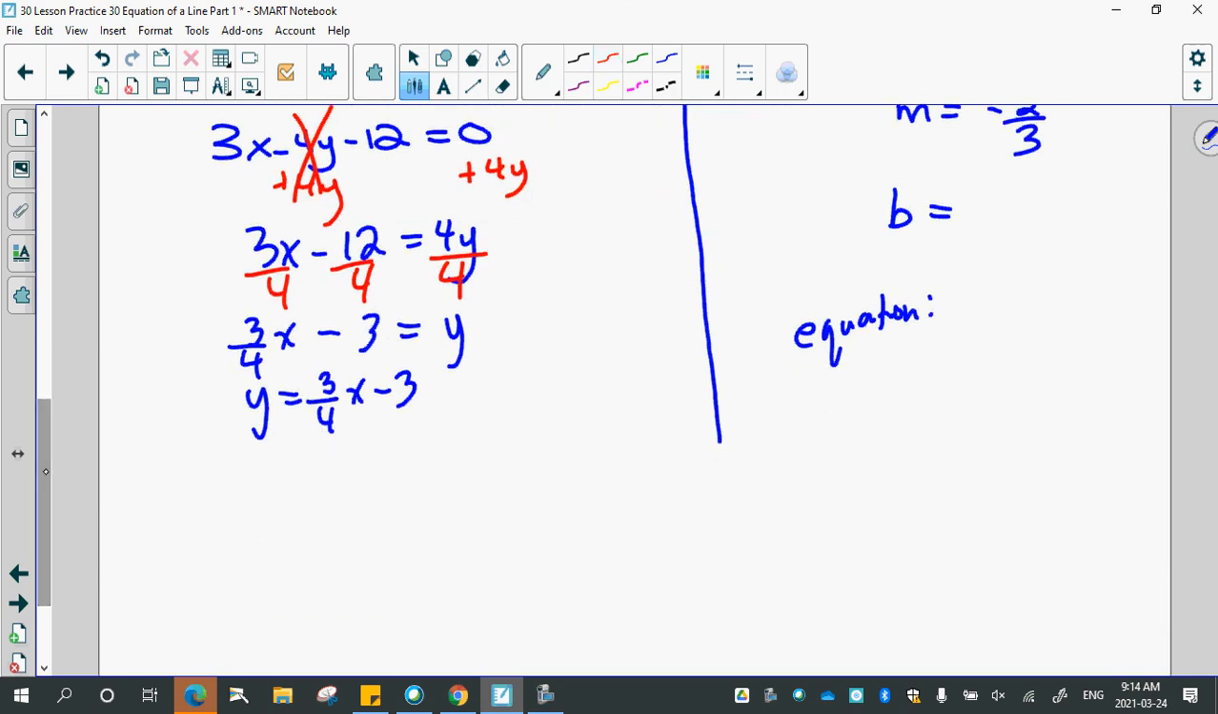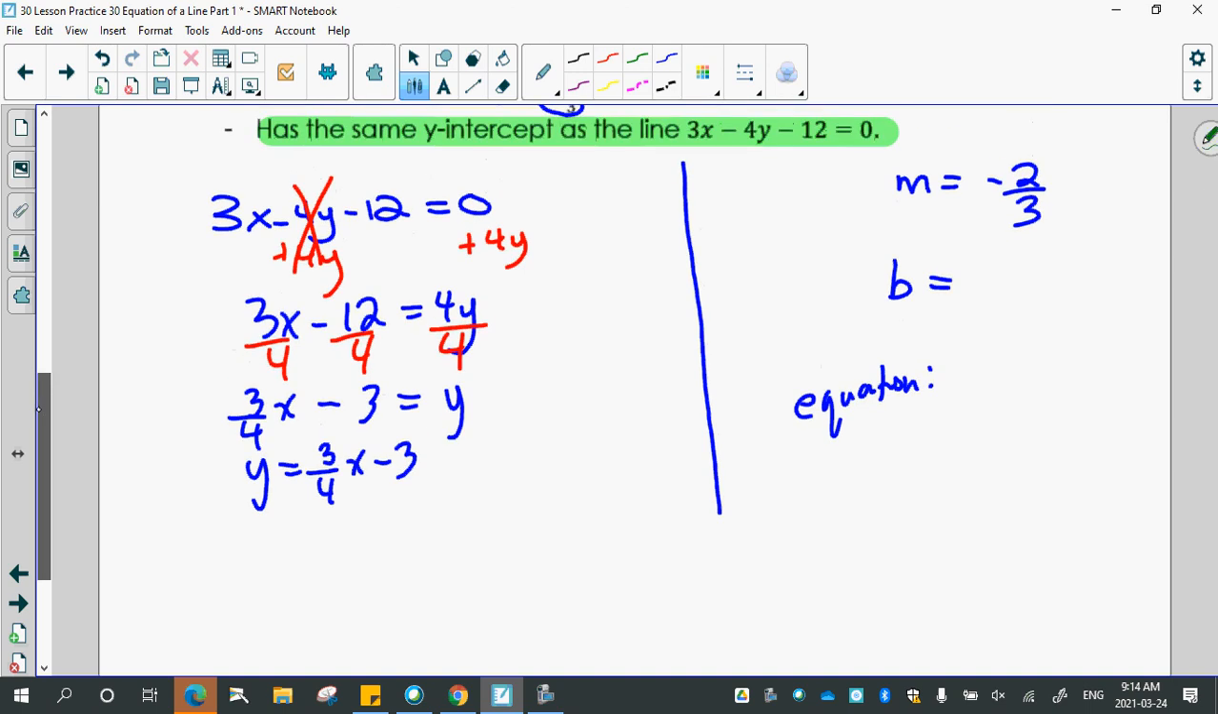Okay, Reese, so once I've rearranged it like that, how do I know what the b is? It's -3. Okay, which means that my y-intercept for the line they're asking me about is also -3. So now I know the slope of the line they want me to find, and I know the y-intercept of the line they want me to find, so I can write out its equation. So its equation is going to be y equals negative 2/3 x minus 3.